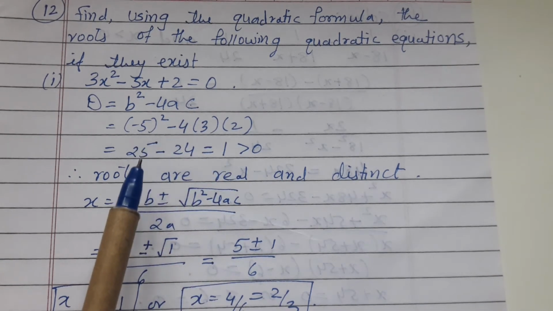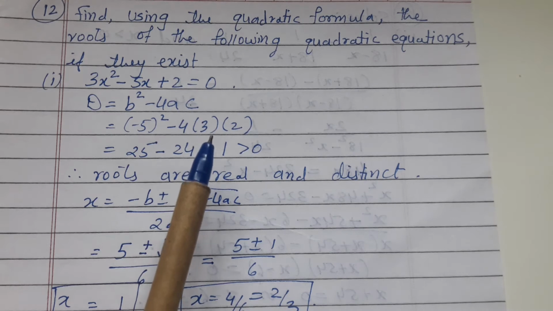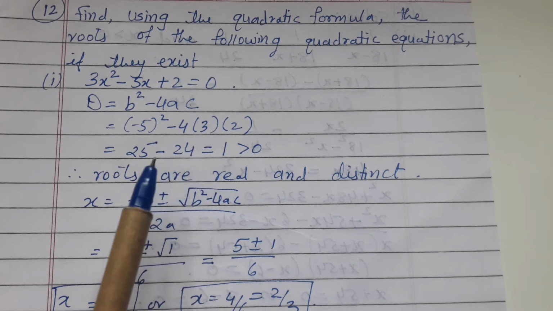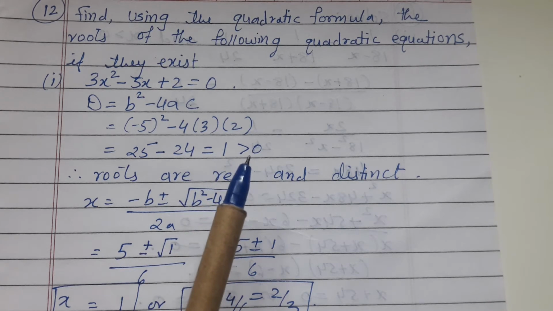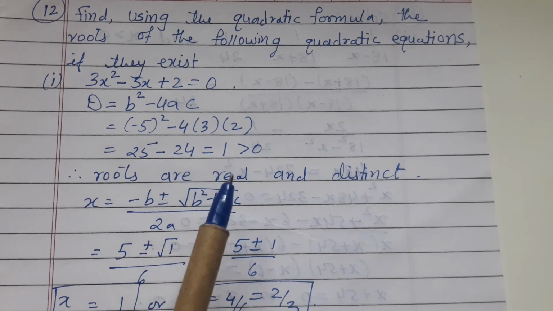(−5)² is 25, 4 threes are 12, 12 twos are 24. 25 minus 24 is 1, which is greater than 0. Therefore, the roots are real and distinct.